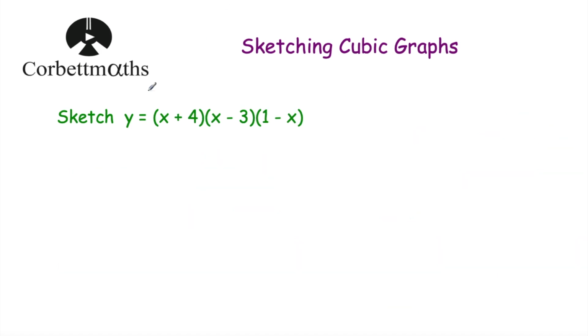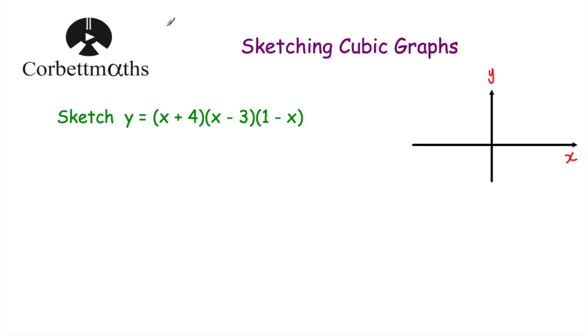Okay, so our next question, we've been asked to sketch y equals x plus 4, x minus 3, and 1 minus x. To sketch this, let's consider its shape. If we were to expand these brackets, let's look at the x terms. We've got x, x, and minus x. So x times x is x squared, times minus x would be minus x cubed. So if you expanded these brackets, we get minus x cubed. So that means it's a minus x cubed graph.